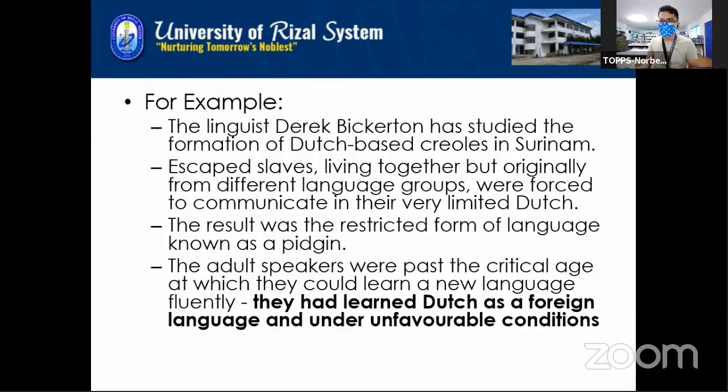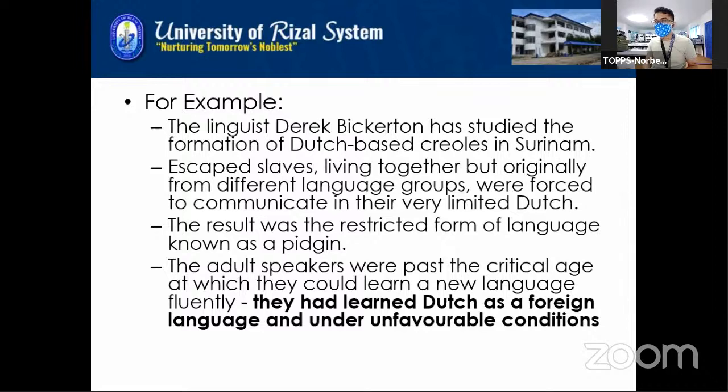How can they understand? Since they are a specific group wherein mayroong mga nagsasalita ng Dutch, they were forced to communicate in their very limited Dutch. The result was the restricted form of language known as a pidgin. Okay? The adult speakers were past the critical age at which they could learn a new language fluently. They had learned Dutch as a foreign language and under unfavorable conditions. So, dito nagkaroon ng language acquisition.